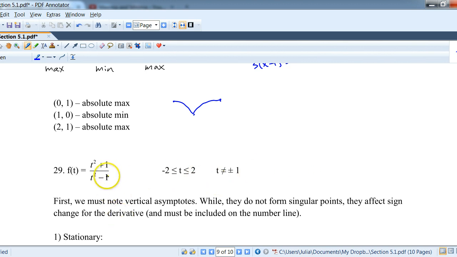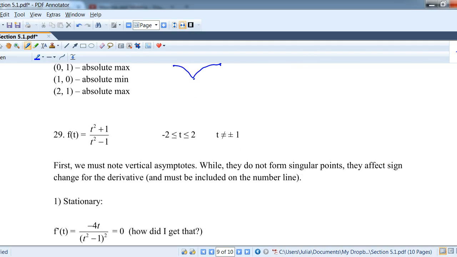Now, with any rational functions, first note vertical asymptotes. It would be helpful when we graph them, and of course they play a role when we find maxima or minima. So they do not form singular points, that's very important, but they do affect sign changes in the derivative, in the first derivative test. So they must be included.